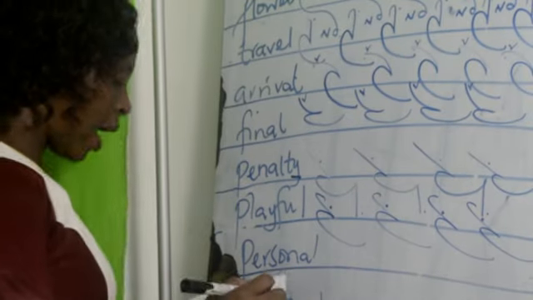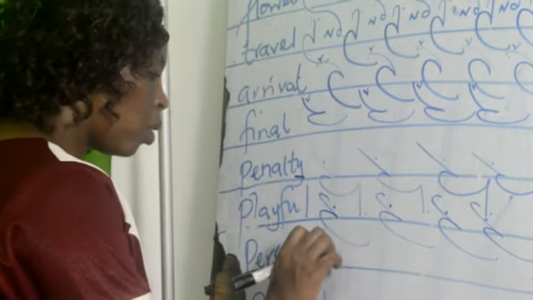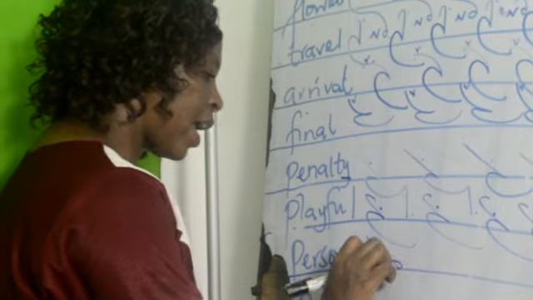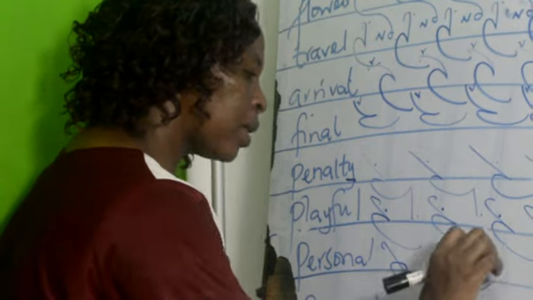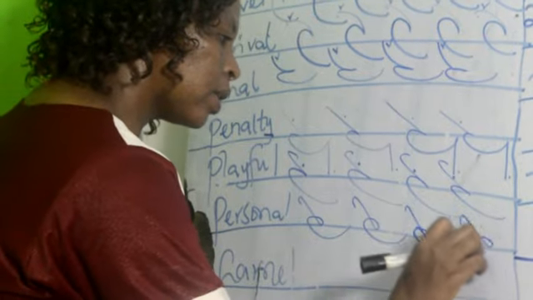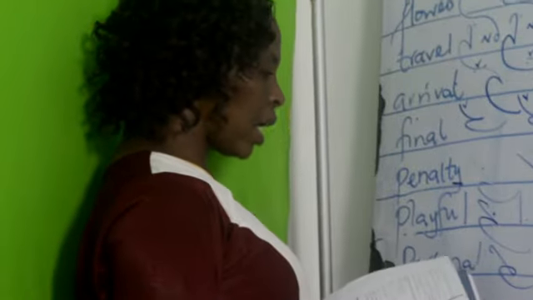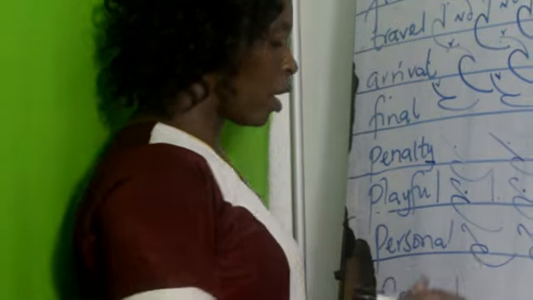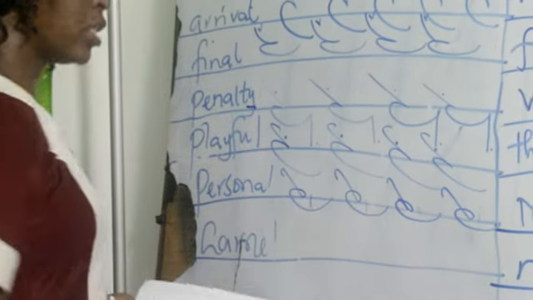Then we have the word personal. Personal is a stroke of P hooked for R, an S circle, a stroke of N, and a stroke of N hooked for L. Personal. And we are drilling it on the line because of short R.